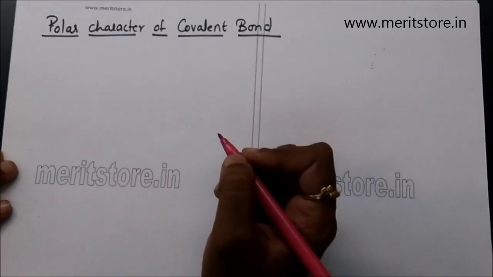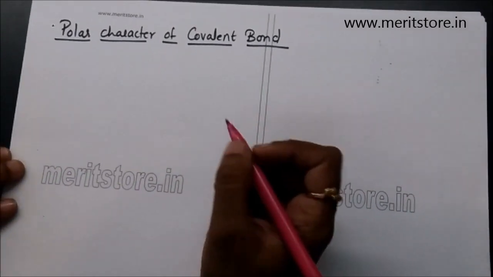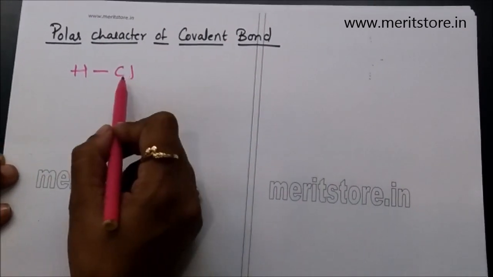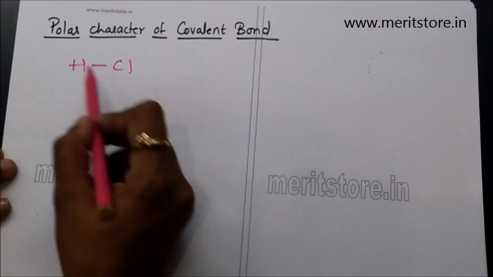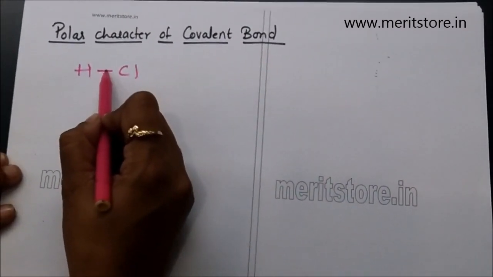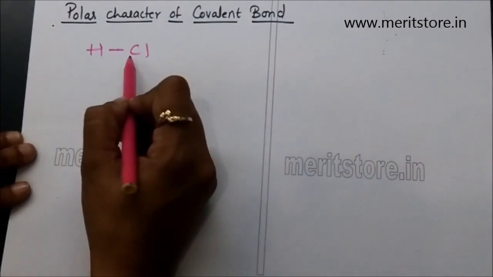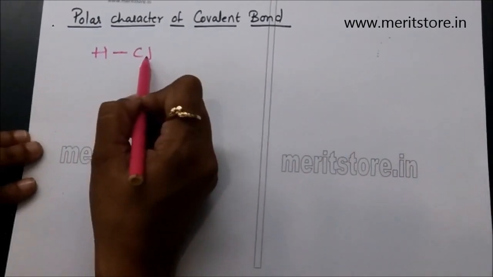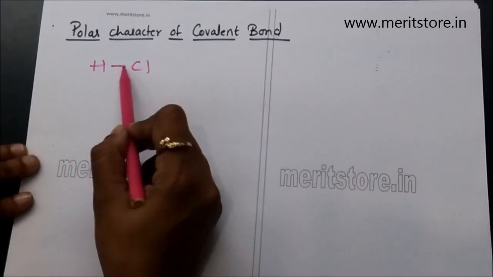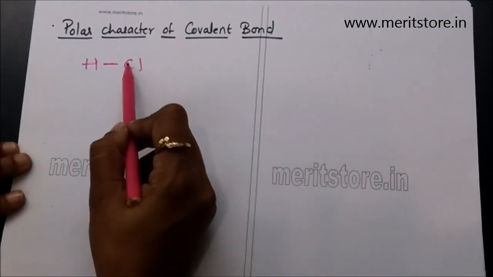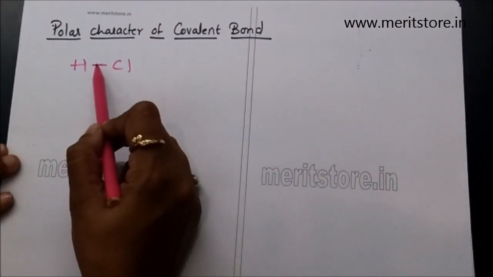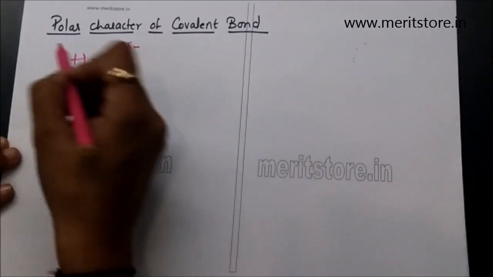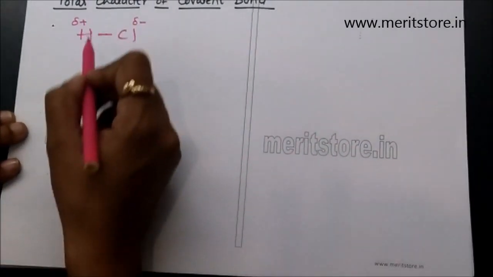Let us now discuss the polar character of covalent bonds. Let us talk about a molecule like HCl. This is a bond which is formed by the sharing of one electron between hydrogen and chlorine. But if we talk about the electronegativity difference, chlorine is more electronegative than hydrogen. So it will try to pull the shared electrons towards itself. Because chlorine pulls the electrons towards itself, the side of the chlorine will become partially negative and the hydrogen will become partially positive.